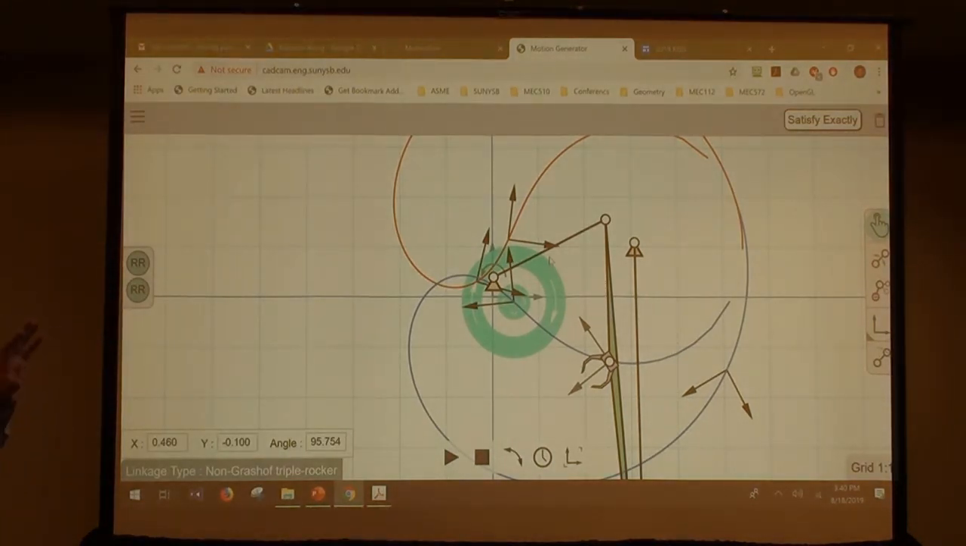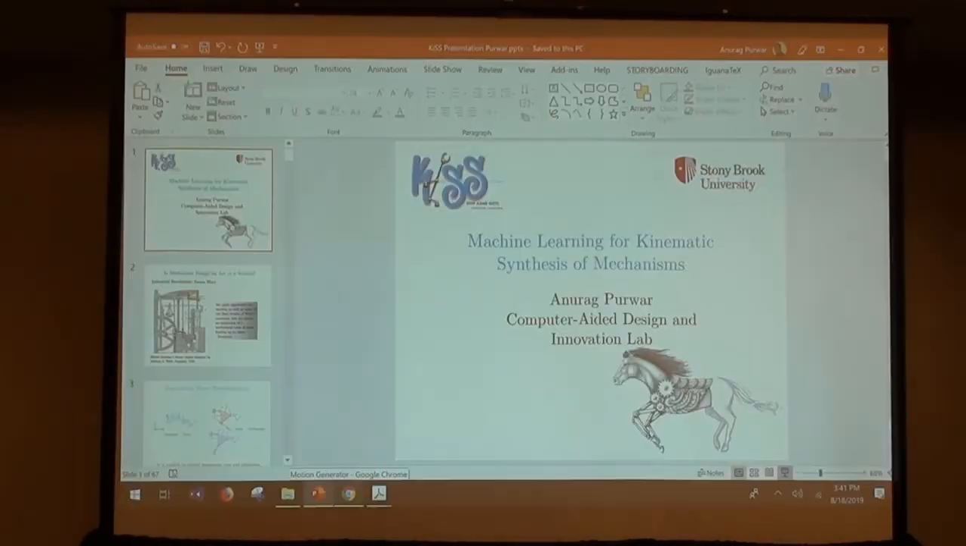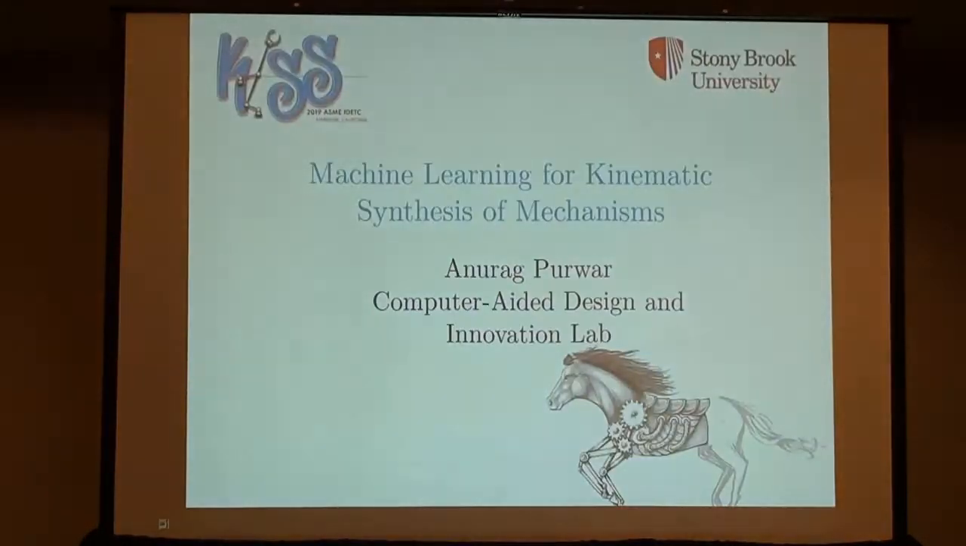Machine learning can help us pose the right kind of questions, chain the questions, so that we can guide the user towards a good, practical solution, and also help us create practical mechanisms. Okay, all right, so that's good.